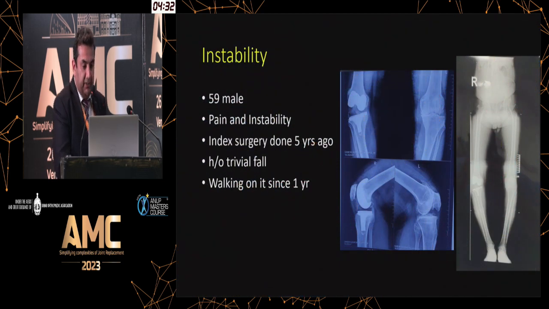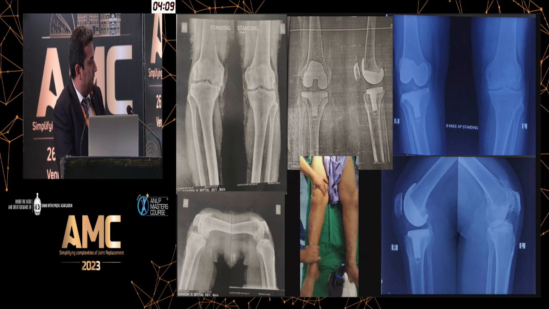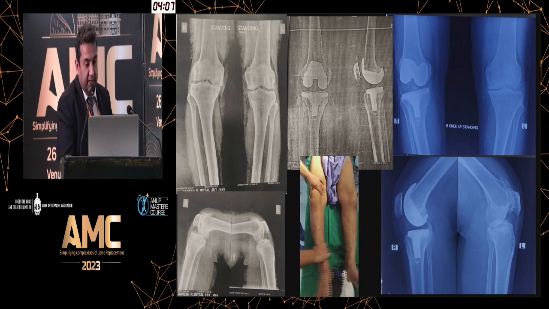Instability can be another reason. This patient had index surgery done 5 years ago, had a trivial fall, and you can see the lateral opening up, gross lateral opening up and malalignment now. He had been walking on this. So this was the primary X-ray. This was what was done. This is the immediate post-op. And then this is how he was a year ago. And this is how he comes to me now, and you can see the gross laxity there. So a lot of instability that needs to be addressed.